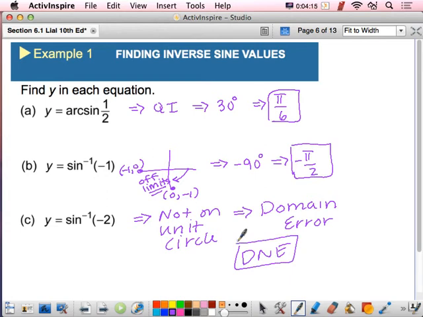Any questions about these three? Okay. So if it's not on the unit circle, you're going to go to your calculator. But if it's outside of the range of the original, which is the domain of the inverse, then you know you're going to get a does not exist. So you're going to get an error there.